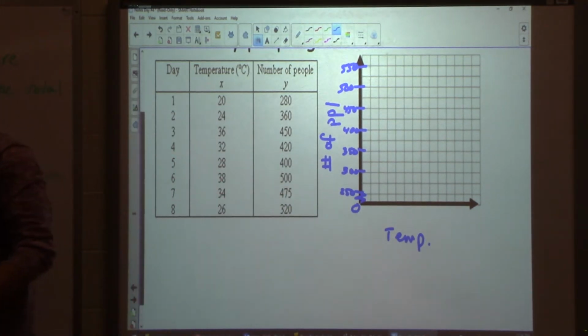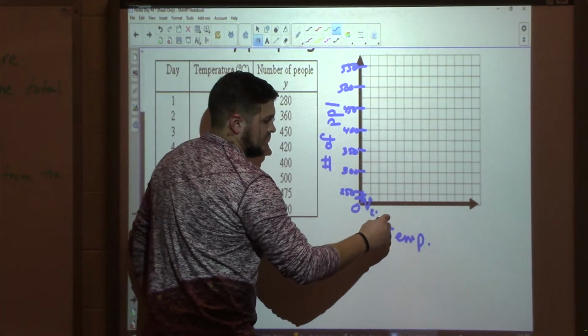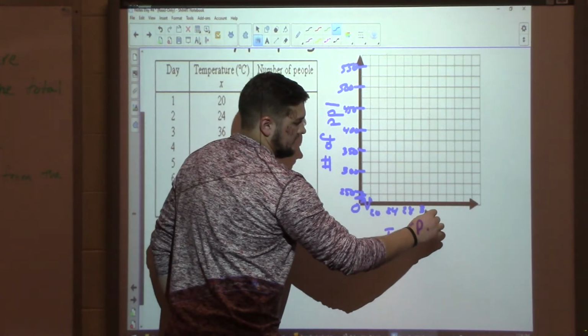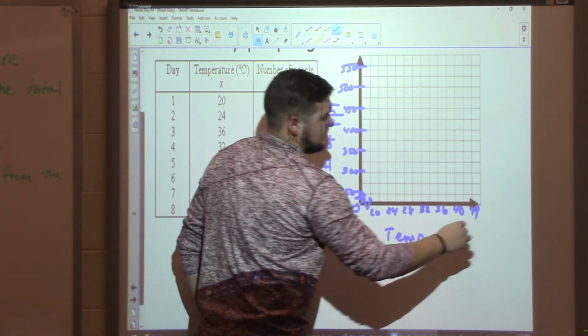Alright, then I'm going to do temperature, same thing. I'm going to start with a little jump here. I'm going to start at 20. I think I went by 4. It's 24, 28, 32, 36, 40, 44.